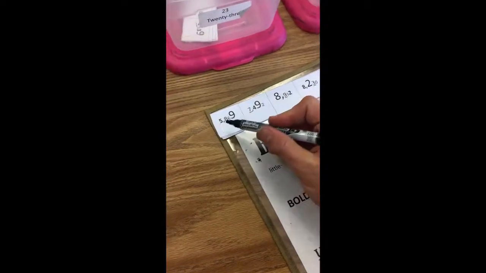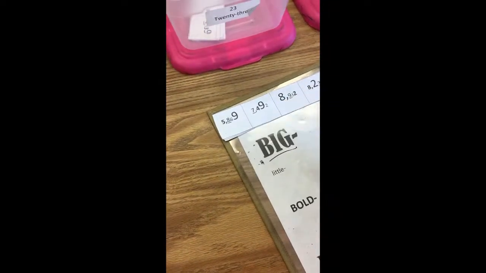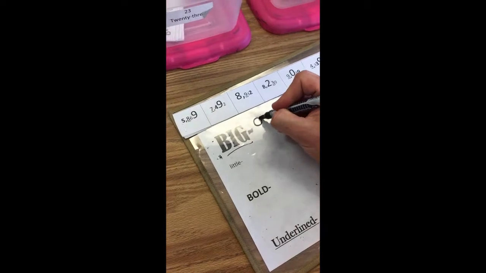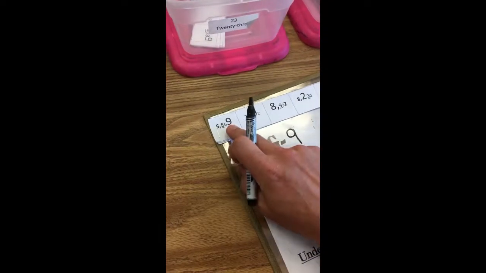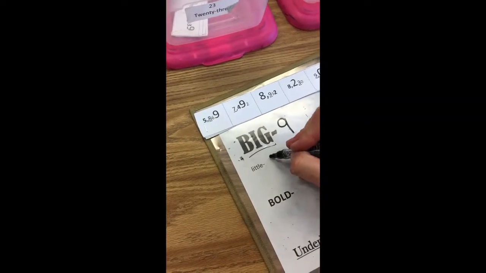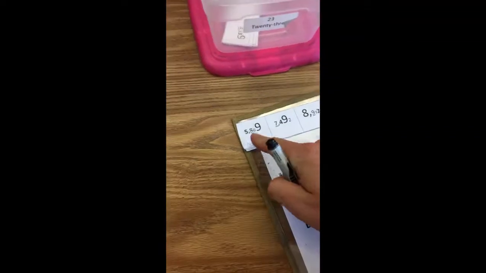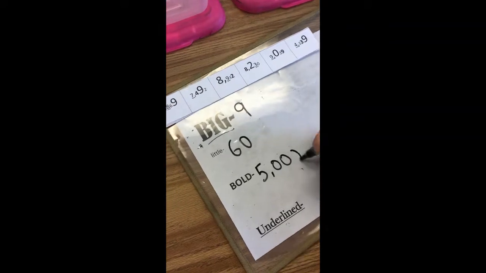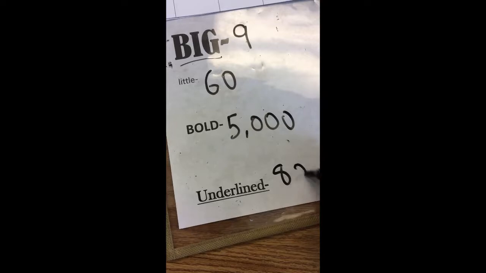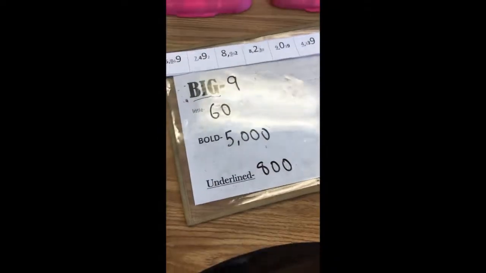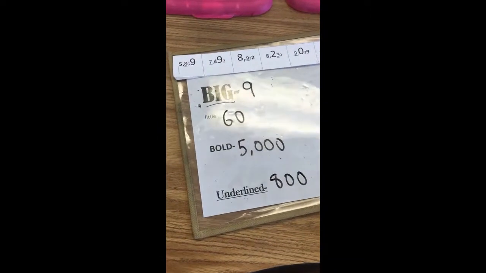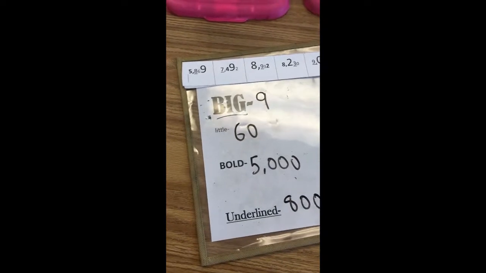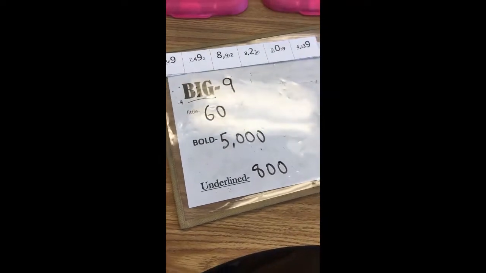All right. So all you do is they look at the big digit, which is a 9, and they write the value of that digit, which of course in the ones place is just 9. They look for the littlest digit, which is a 6, but in the tens place it would represent 60. The bold would be 5, but it's in the thousands place, so it's 5,000. And then the underlined digit is an 8, but it's in the hundreds place, so that would represent 800. And this just gives them a good idea of what place value means and how values change when they're in a certain place. And that is station 2 for me.